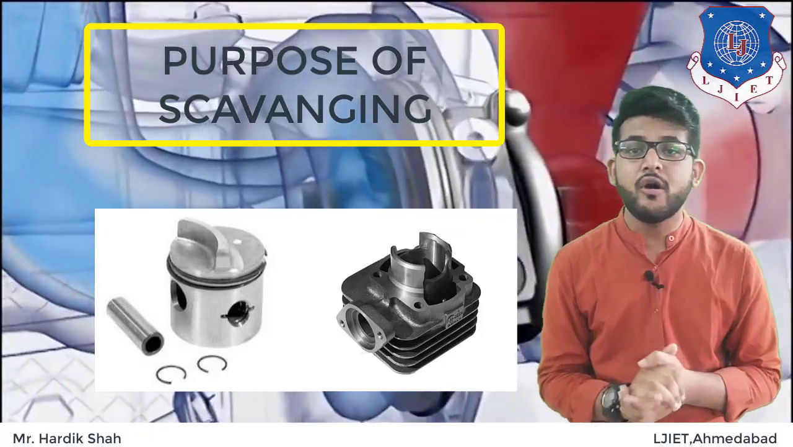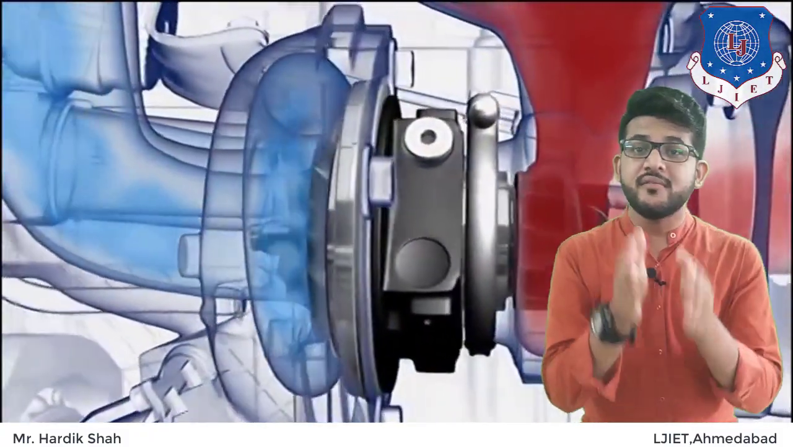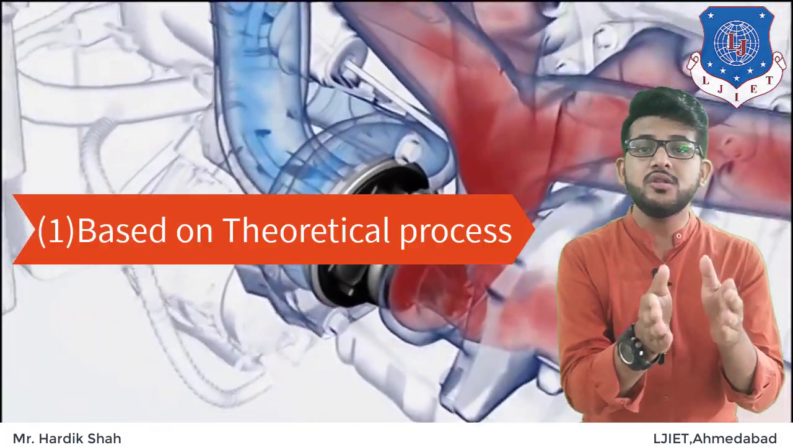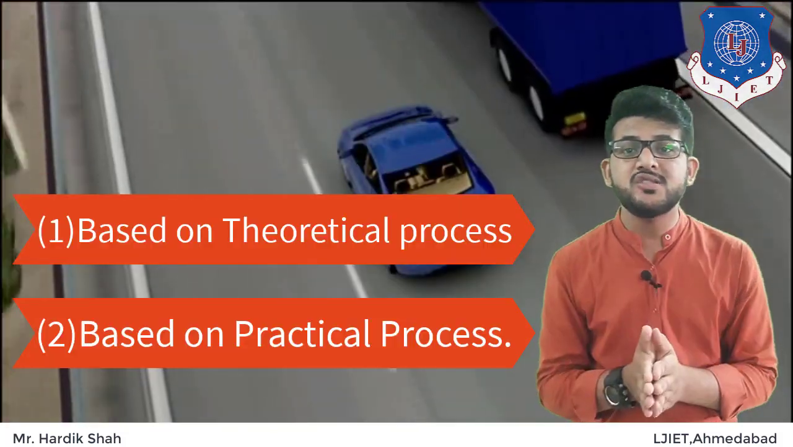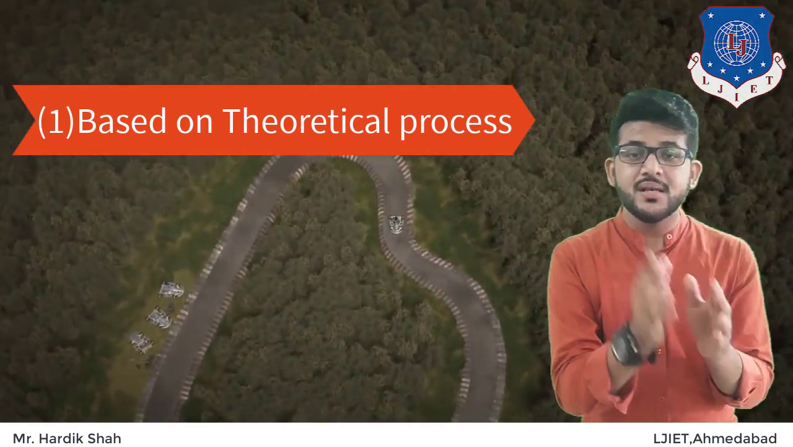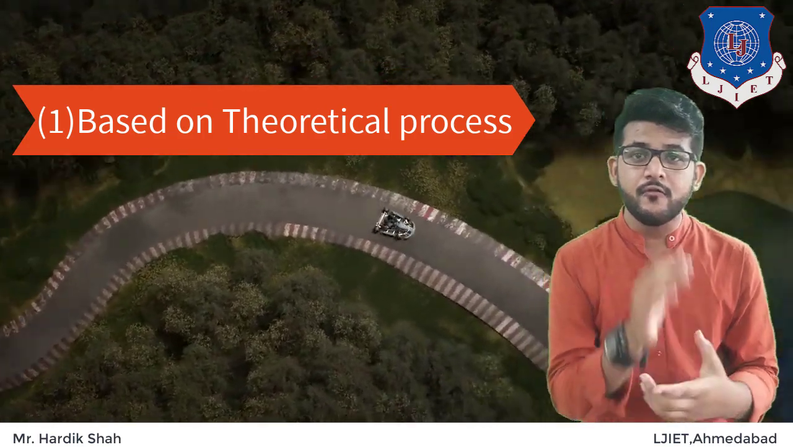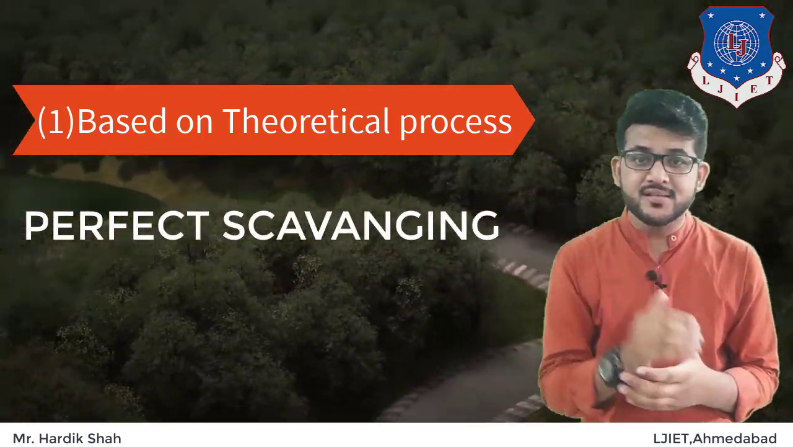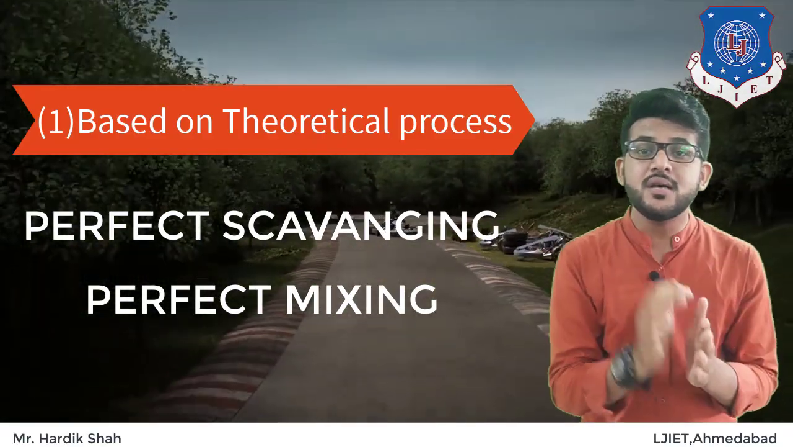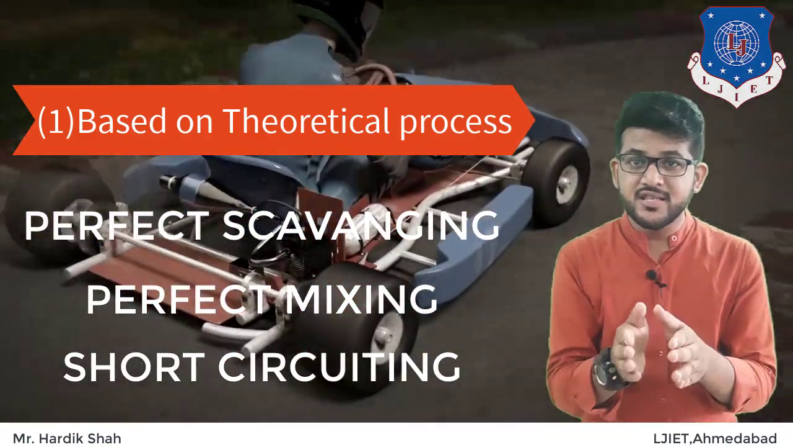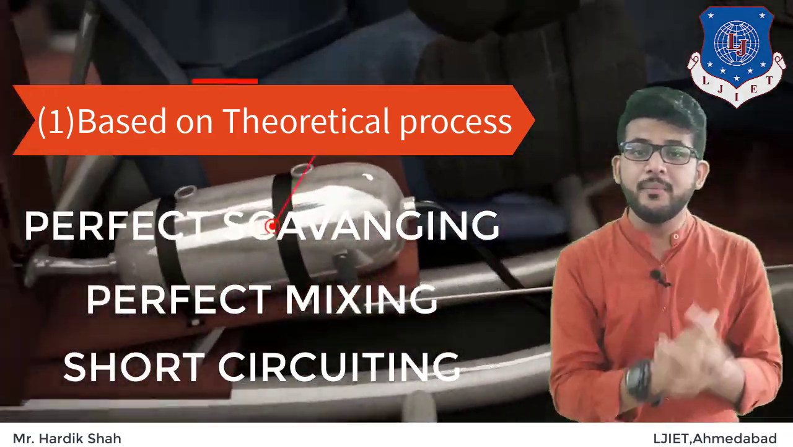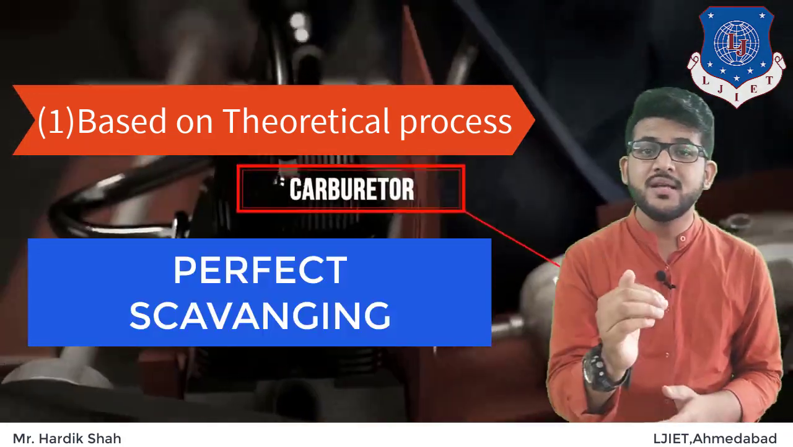Now let's see the types of scavenging. Scavenging is classified in two ways: first based on theoretical process, and second based on practical process. For the theoretical process, there are three main criteria: perfect scavenging, perfect mixing, and short circuiting. Let's see all of them one by one. These are the theoretical methods.